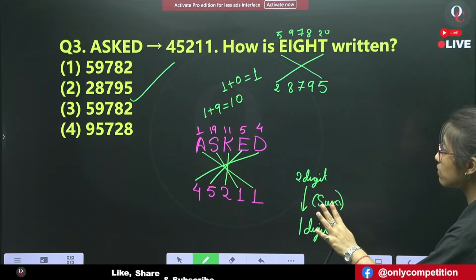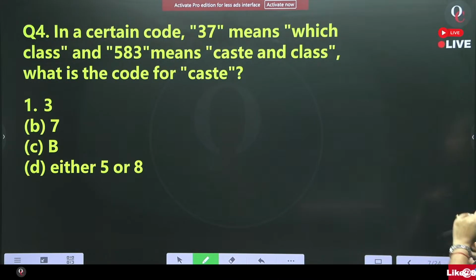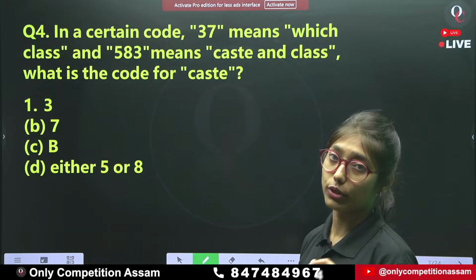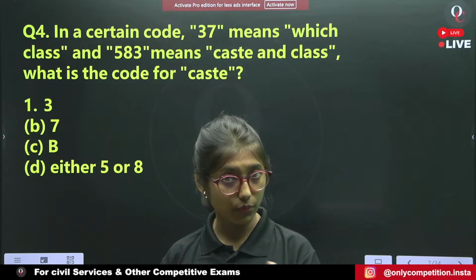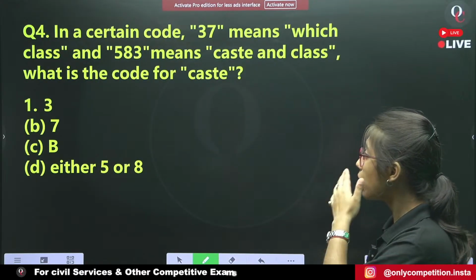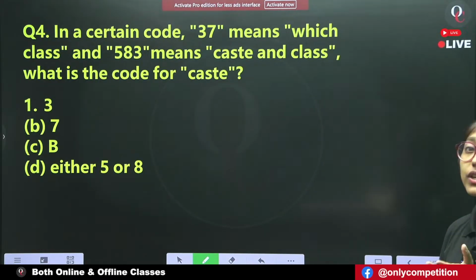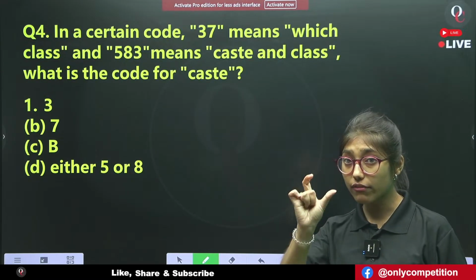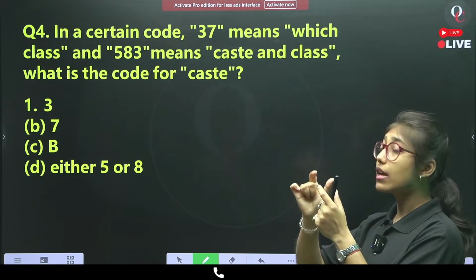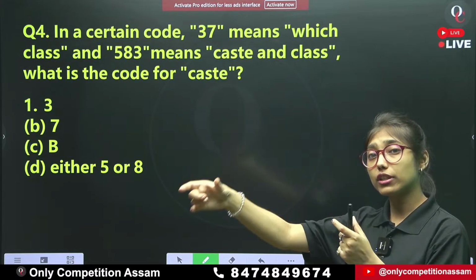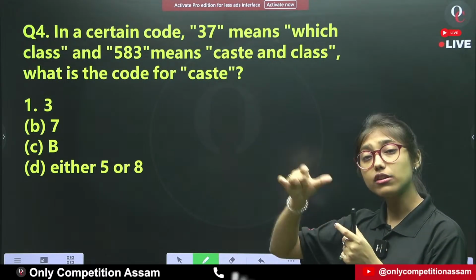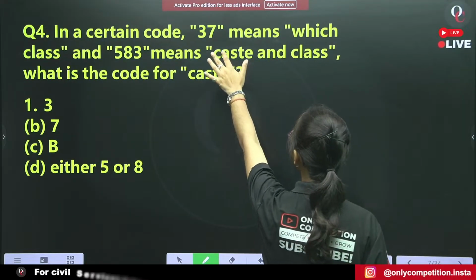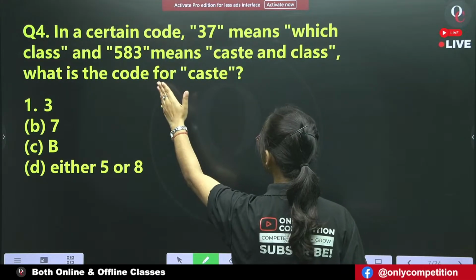Okay. Now let's move to question number 4. Question number 4 is an example of Chinese coding. This is not number coding. Why is this Chinese coding, or we can say substitutional coding? Because each and every number is being coded with a word. That is why it is very important to observe what 37 means, what 583 means.